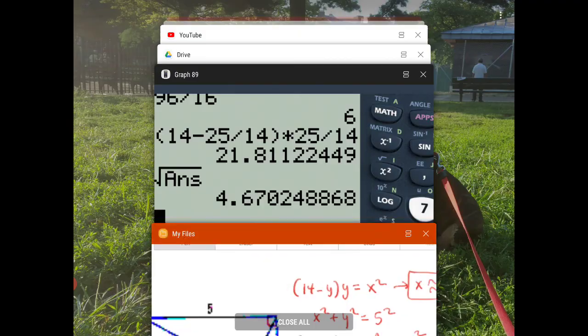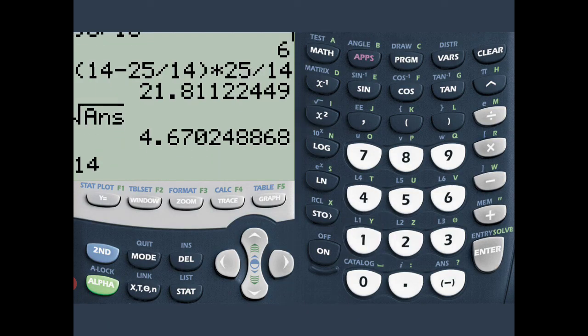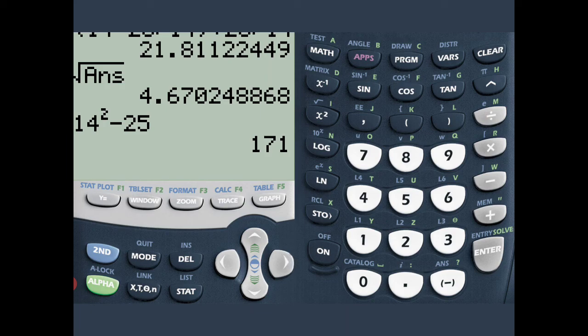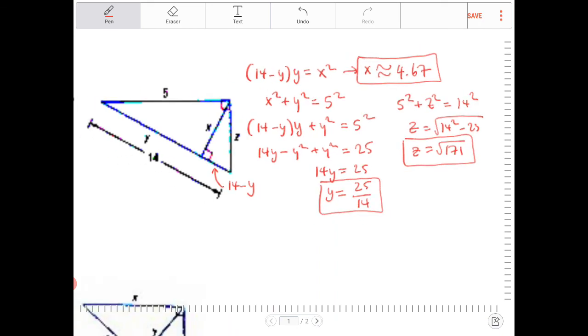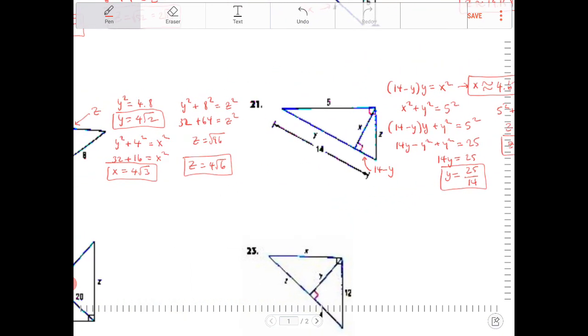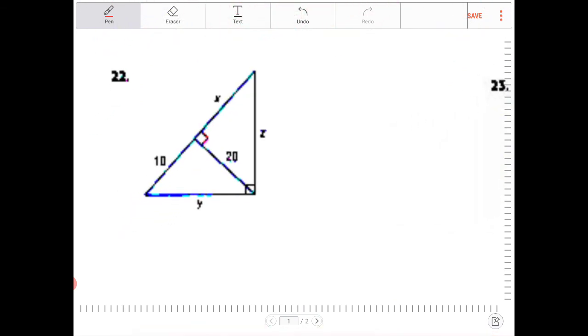So 14 squared minus 25 is 171. So z is equal to the square root of 171. There you go. All right. 22.